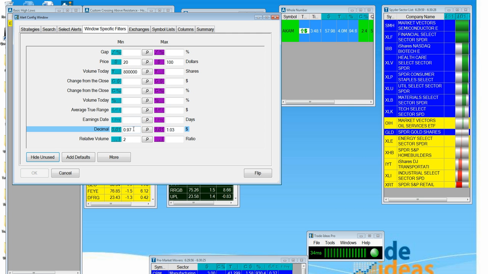I could just change that to 95 and 105. So now all of a sudden it's a nickel on either side. But I just happen to like it tighter. But again, if I'm not getting very many, then I just expand the range just a little bit.